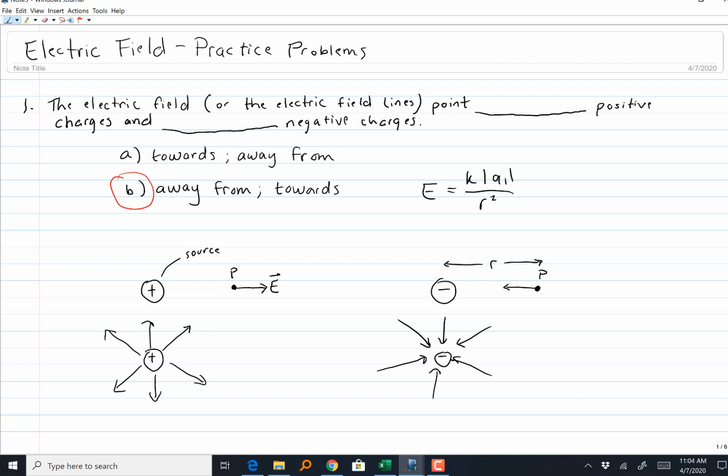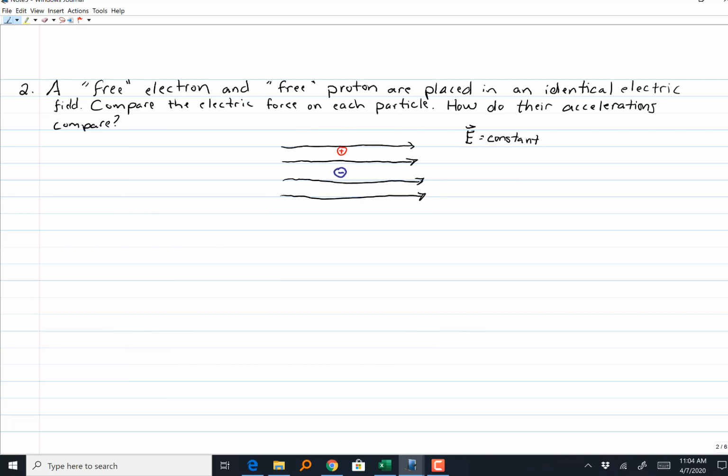All right, looking at the second problem. We're looking at a free electron and a free proton that are placed in identical electric fields. One way that we can imagine this is that I've got a situation where I've just got a constant electric field, in this case pointing to the right. And I want to compare the electric force on each particle and how the accelerations of those particles compare.